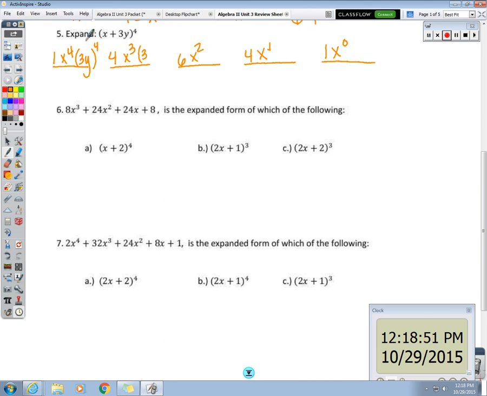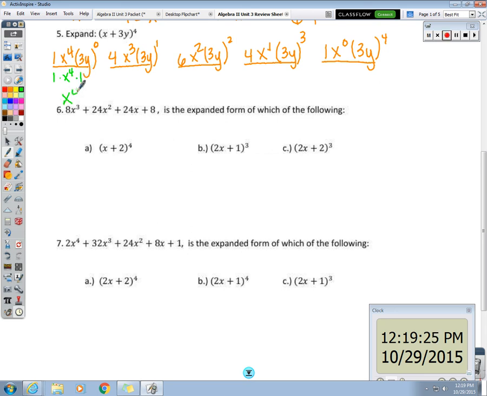Oh, wait, I messed up. That one starts out to the 0th power and then goes up. Okay? Now we're ready to start simplifying. I have a 1 times x to the 4th times 1. All of that's in parentheses, so therefore all of it's raised to the 0 power, making it 1. What is 1 times x 4th times 1?